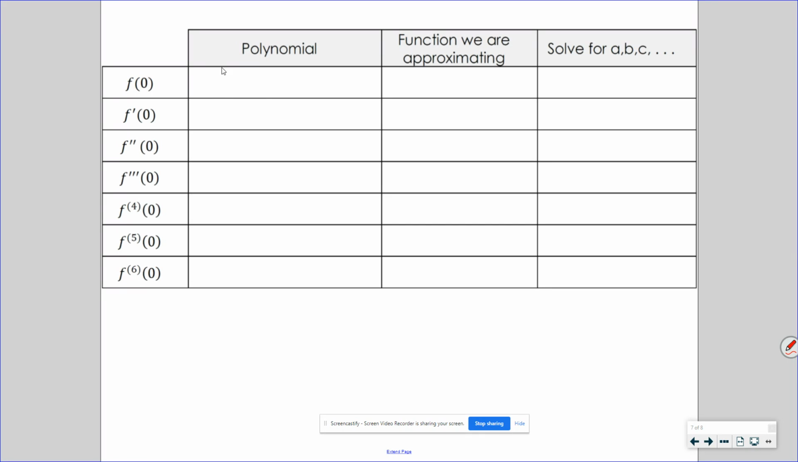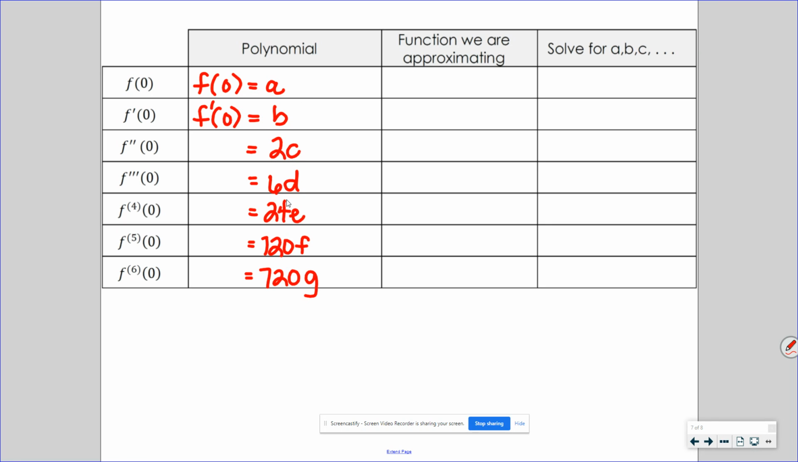Okay, so plugging in 0 everywhere will give me, let's see, this will just give me A. I'm going to go through and list all these guys. B, 2C, 6D, 24E, 120F, 720G. Now, you might not notice it yet, but there's a pattern here with these coefficients. Maybe start to think about what that could be.